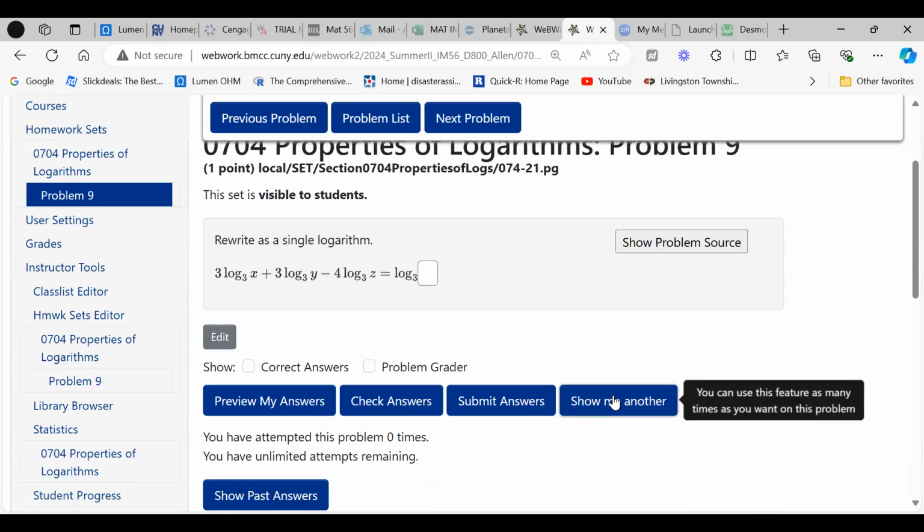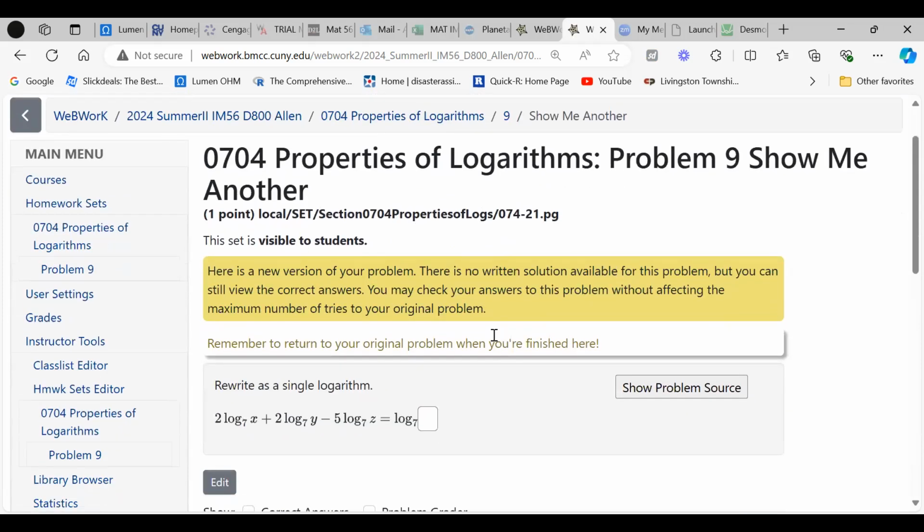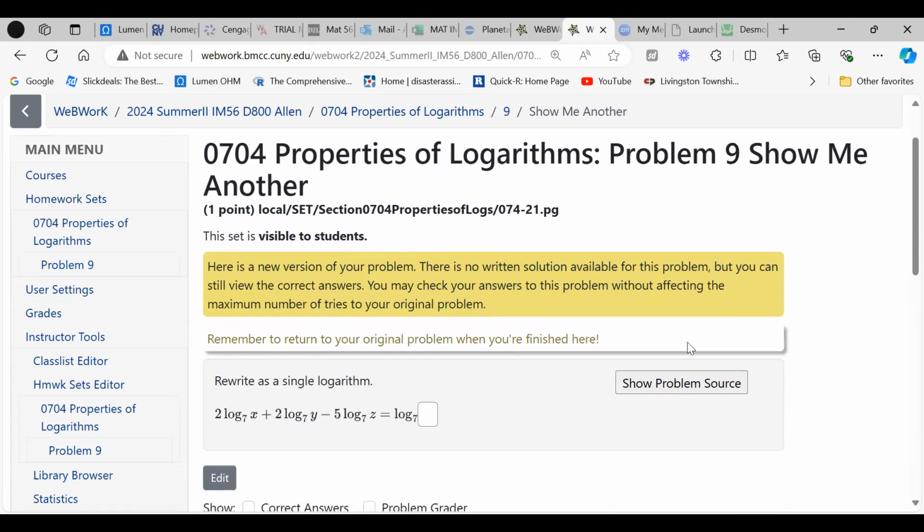And let's try this one again. So 3 log, you want to turn it into a single logarithm.